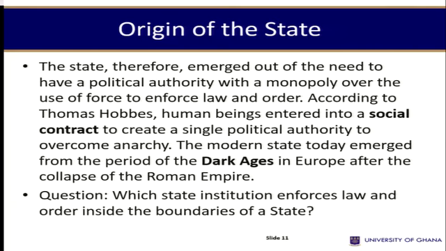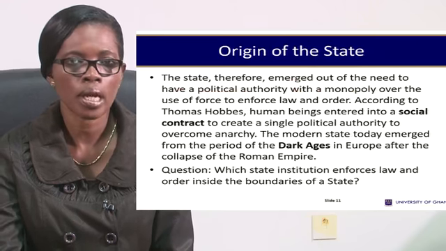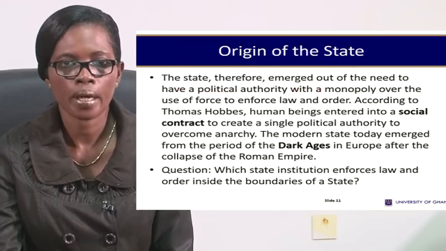Therefore, the state should be the only authority to control the military and army, to control the use of force. According to Thomas Hobbes, the English scholar, human beings entered into a social contract to create a single political authority to overcome anarchy. The modern state today came out of the period of the Dark Ages in Europe after the collapse of the Roman Empire.